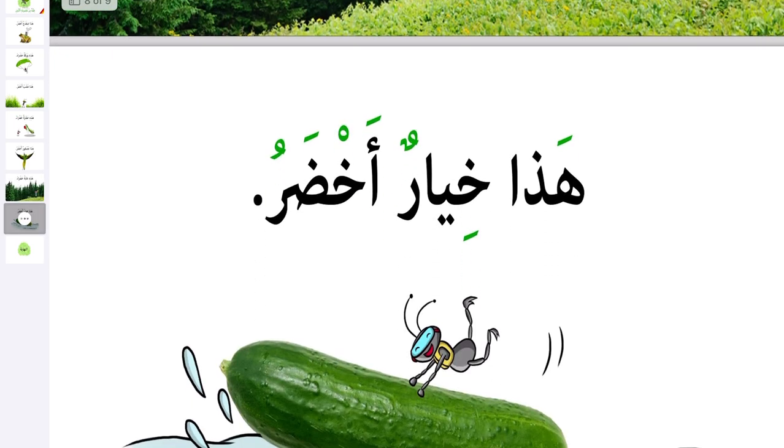This is a green cucumber. ये एक सब्ज खीरा है. Ye ek sabz kira hai. Hada khiyarun akhdaru.